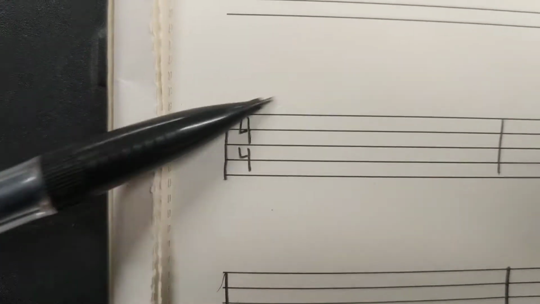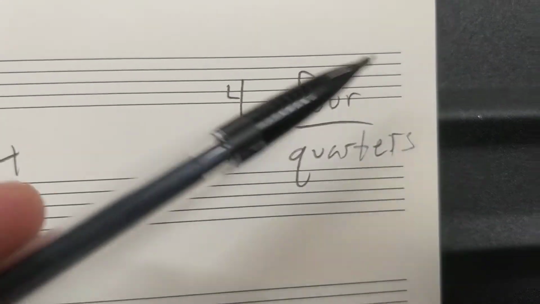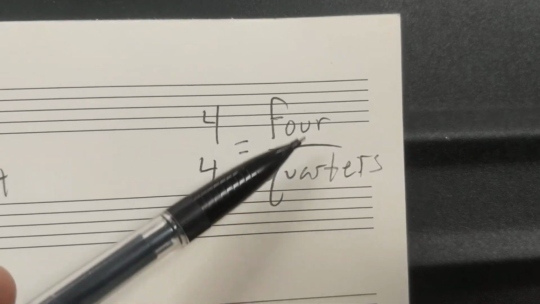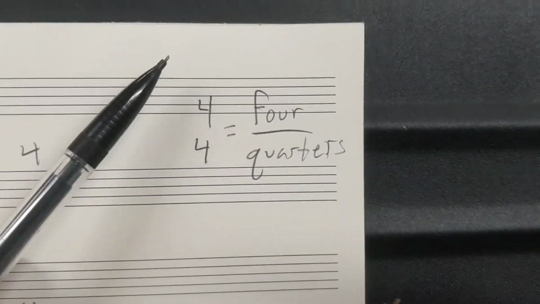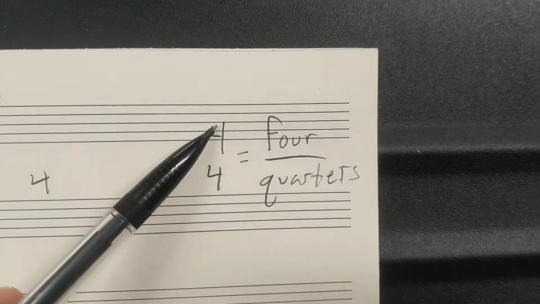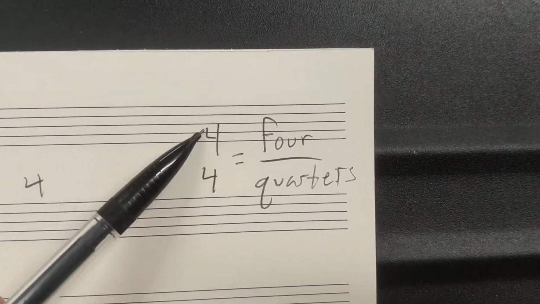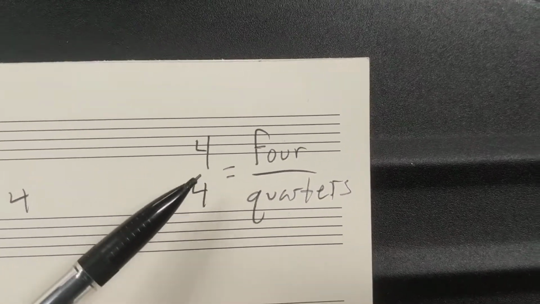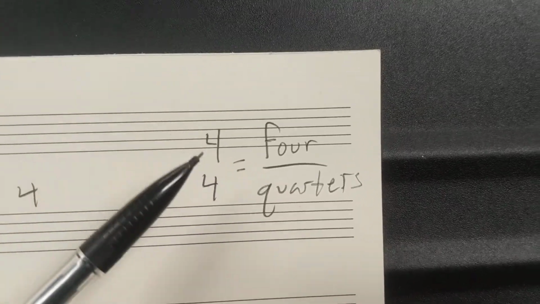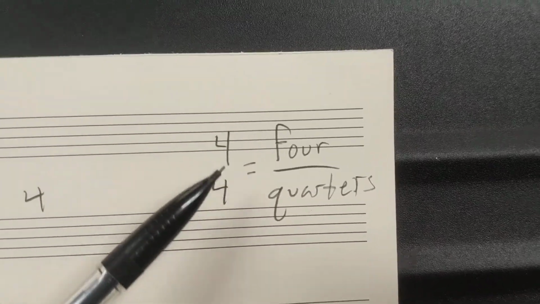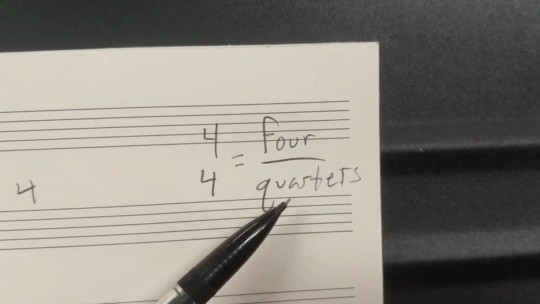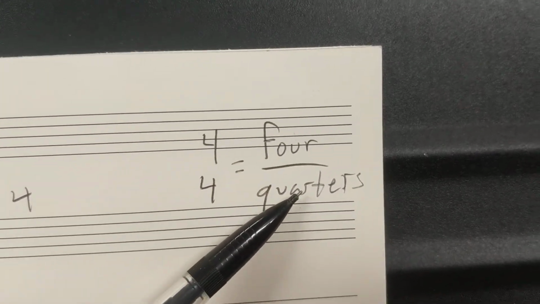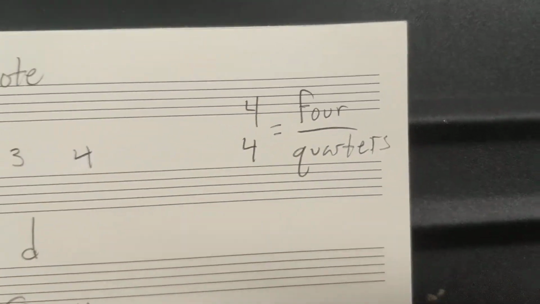What these numbers really mean is 4 quarters, or 4 quarter notes. A time signature is just a rule that tells you how much room you have in a measure of music before you have to move on to the next measure. 4 over 4 means 4 quarters. You have the room of 4 quarter notes before you've got to move on.